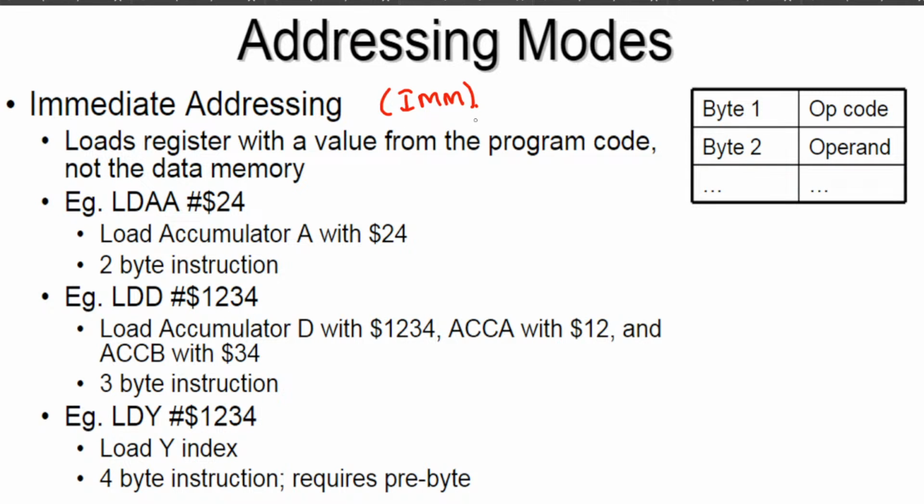And the third one is immediate addressing, load register with a value from program code, not data memory. An example given, LDAA #$24. So this is not pointing to an address, this is pointing to a number, because if you see this sign in front, this means this is just a number. So load accumulator A with 24, that's what this represents, and this is in hexadecimal because of the $ sign. And this is a 2 byte instruction. LDAA takes 2 bytes.